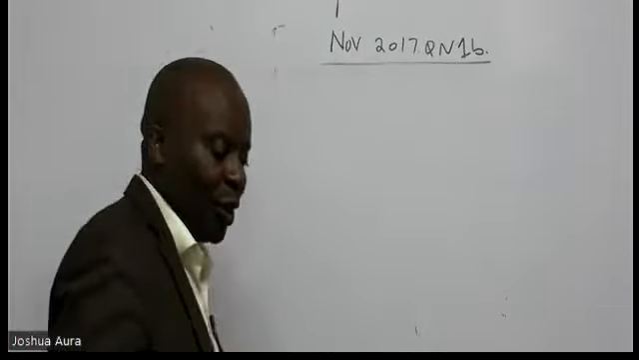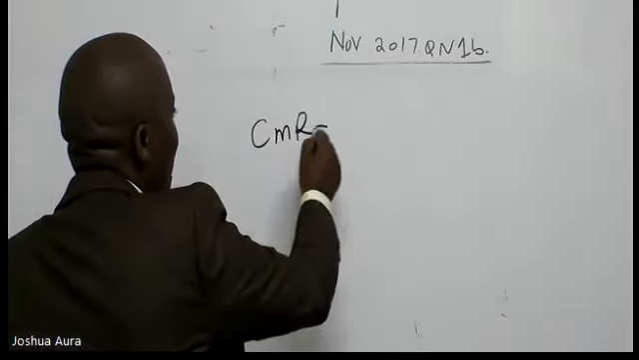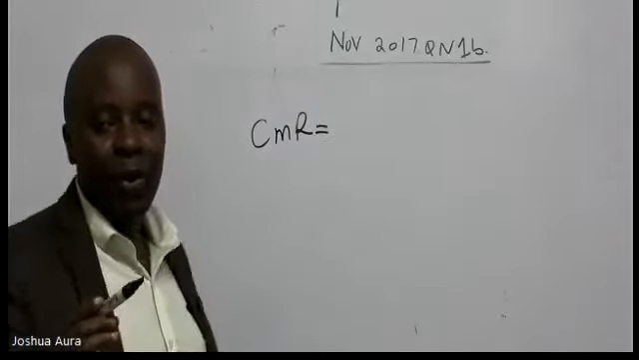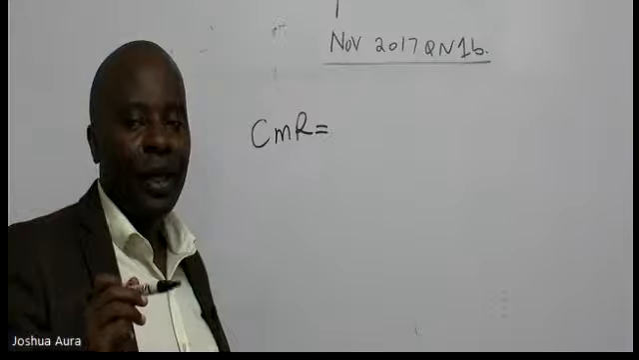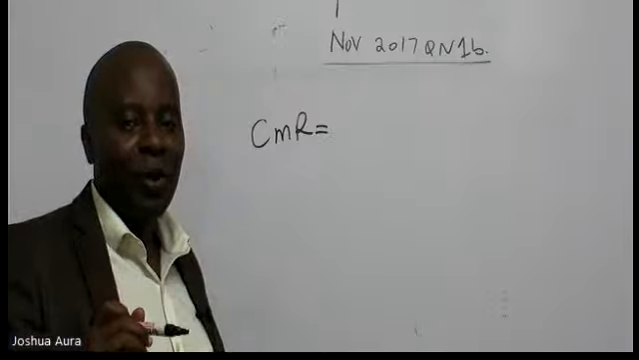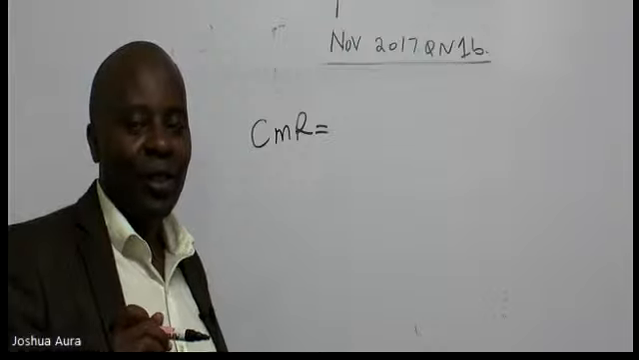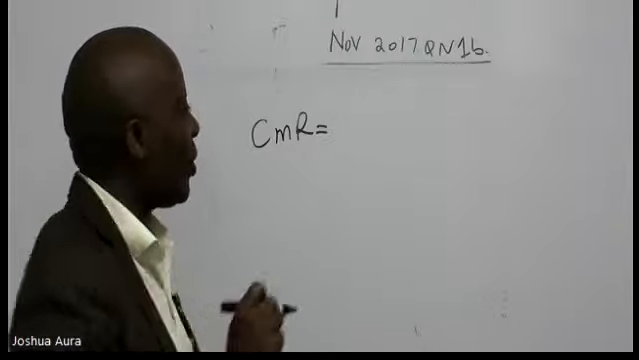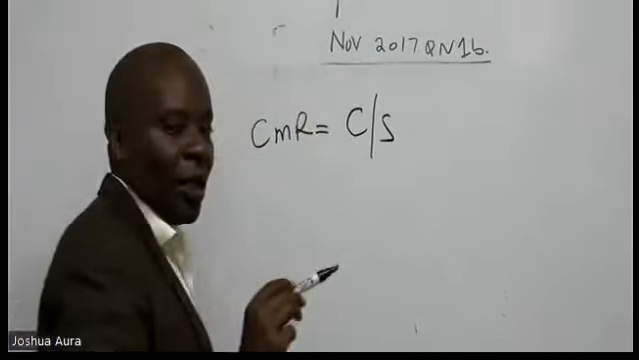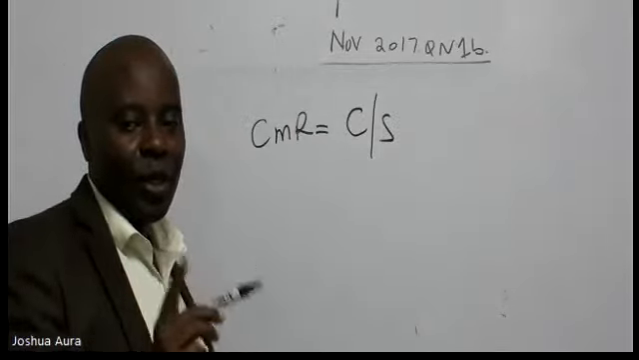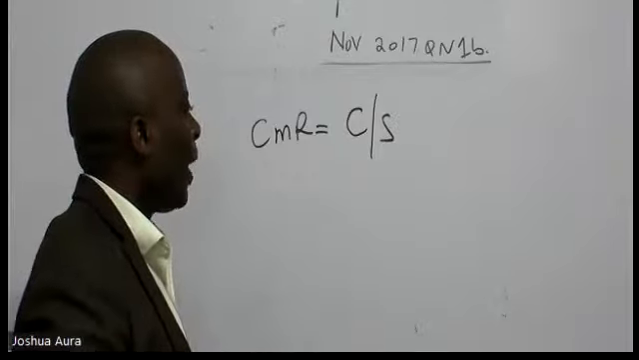What they wanted me to do in this question is to remember the formula of contribution margin ratio. Is there anybody who is able to remember the formula of contribution margin ratio? Remember, contribution margin ratio is also known as what here? C over S ratio. It is also known as C over S ratio. Contributions to sales ratio.